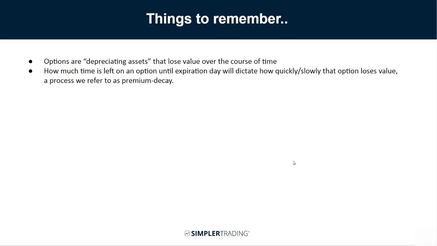Like I mentioned, some options basics. Keep in mind, options are a depreciating asset. So options lose value over the course of time. How much time is left on an option until expiration is going to dictate how quickly or slowly that option loses value. And as we all know, or most of you know, that's a process we refer to as premium decay. Now, premium decay can work in your favor.